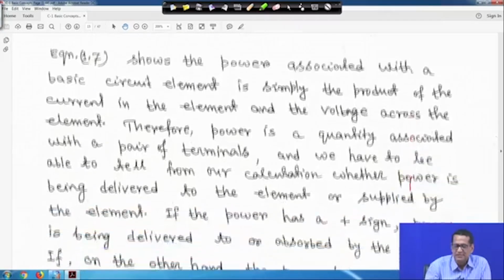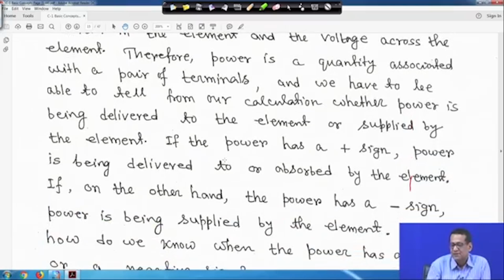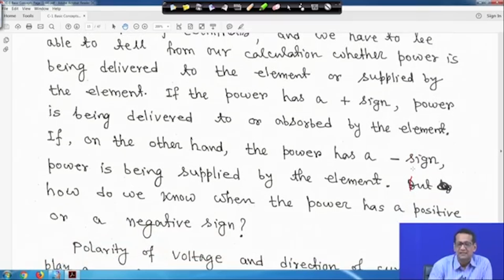Therefore, power is a quantity associated with a pair of terminals, and we have to be able to tell from our calculation whether power is being delivered to the element or supplied by the element. This is interesting and you have to understand it. If the power has a plus sign, power is being delivered to or absorbed by the element. On the other hand, if the power has a minus sign, power is being supplied by the element.